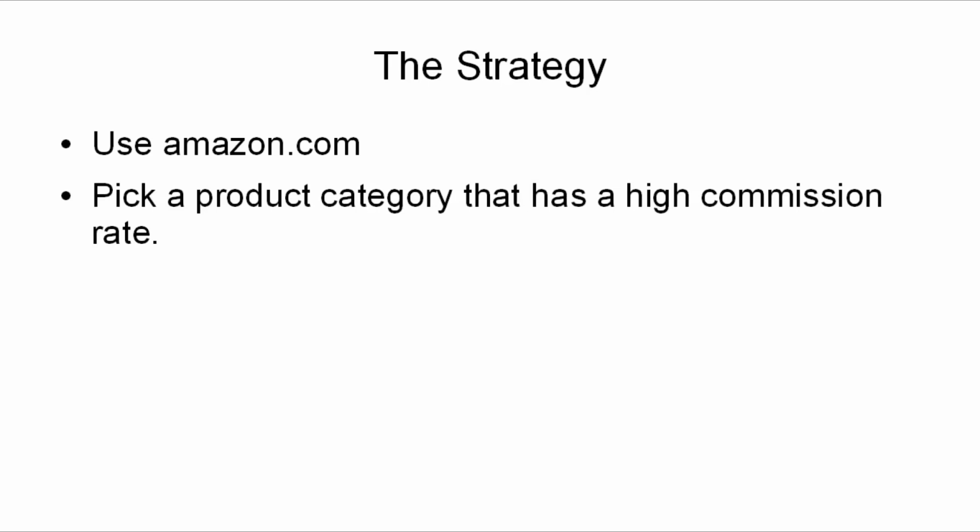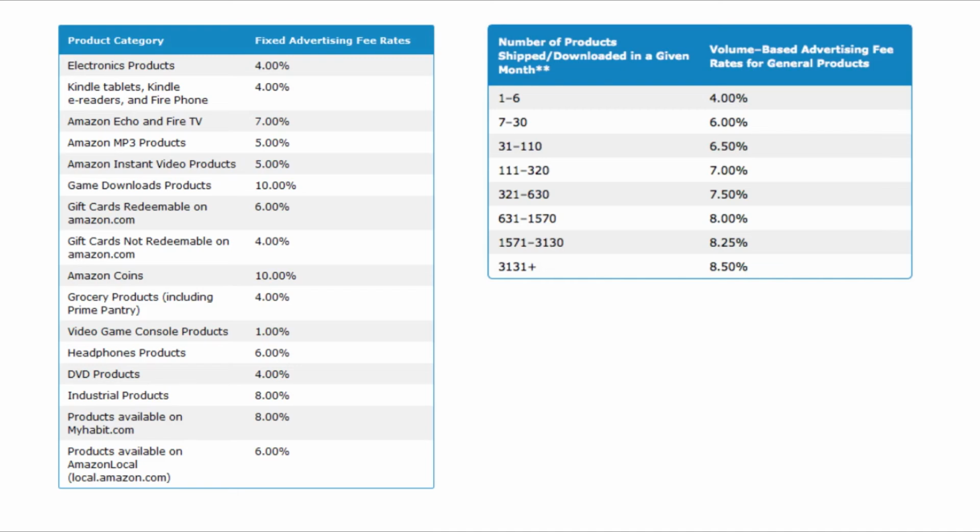And you want to pick a product category that has a high commission rate. Let me explain what I mean. And these are the product categories and advertising fee rates from Amazon.com. And you'll notice that on some particular categories, they have a fixed advertising fee rate. So you'll get paid a specific percentage for that particular product from that particular category, regardless of how many products you sell. On the other categories, the amount of commission you get is going to vary depending on how many products you sell during any given month.